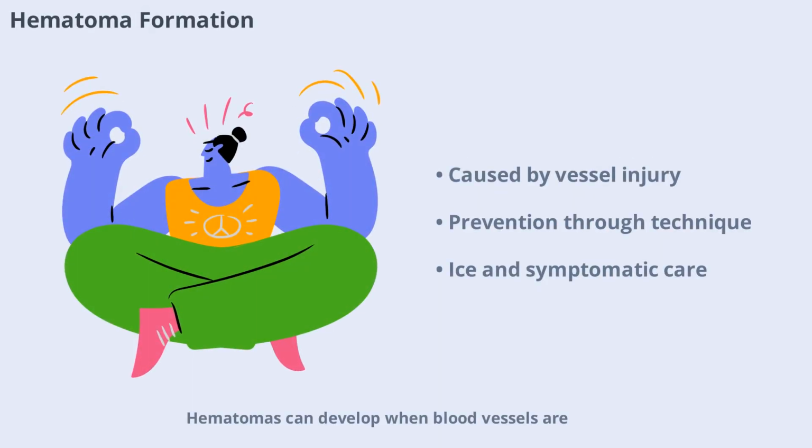Hematomas can develop when blood vessels are nicked during the injection of local anesthetic agents. Prevention relies on a good understanding of anatomy, using short needles for certain nerve blocks and minimizing needle penetrations. If a hematoma occurs, immediate management includes observation, external ice application, and symptomatic treatment with analgesics and muscle relaxants. Assurance to the patient is important, as most hematomas resolve without further intervention.